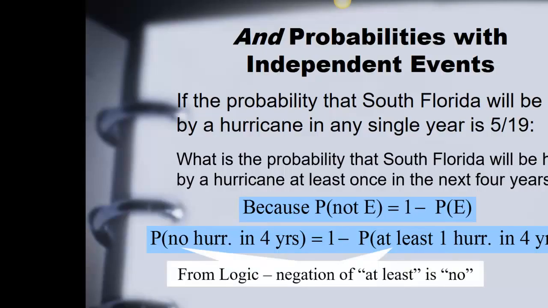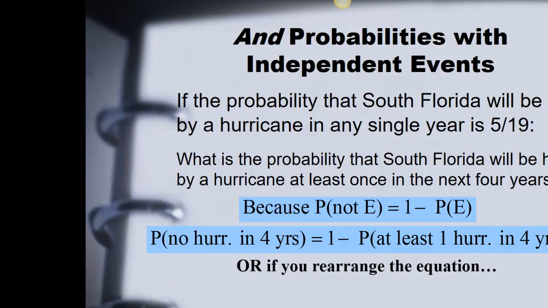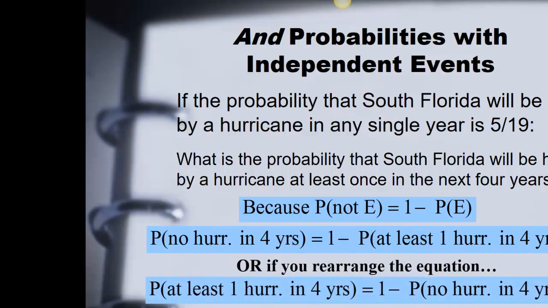So P of no hurricanes in 4 years, we're going to write this as 1 minus P of at least 1 hurricane in 4 years. And remember from logic, the negation of at least is no. So if you rearrange the equation, P of at least 1 hurricane in 4 years, we're saying 1 minus the previous slide, 0.2947, which is equal to 0.7052.